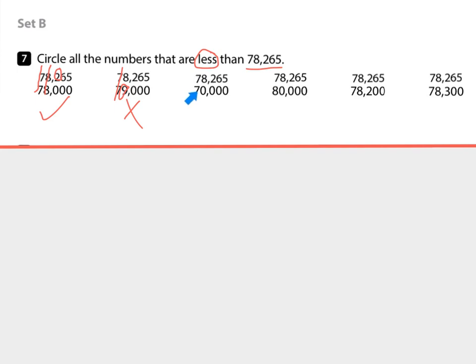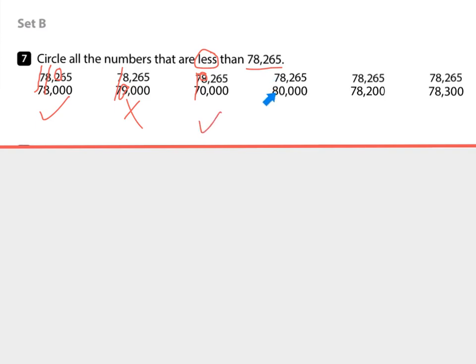The 7s in the 10,000s are the same. And the 8 is larger than the 0 in the thousands place. So I know I will circle the 8 in the thousands place, cross out my 10,000s, and I know that 70,000 is going to be less than 78,265 because the 0 in the thousands place is less than the 8 in the thousands place. So that meets our criteria. Alright, let's cruise on to the next one.